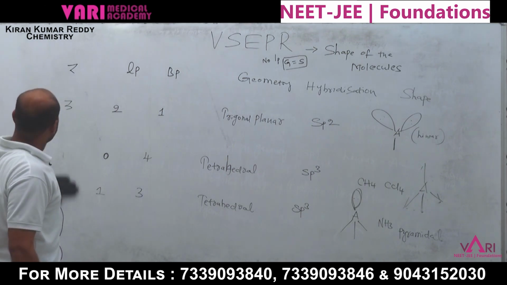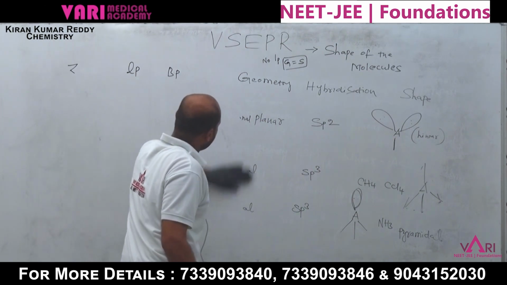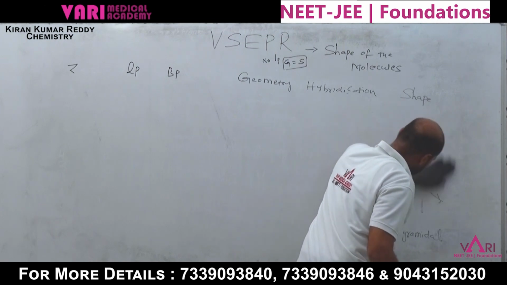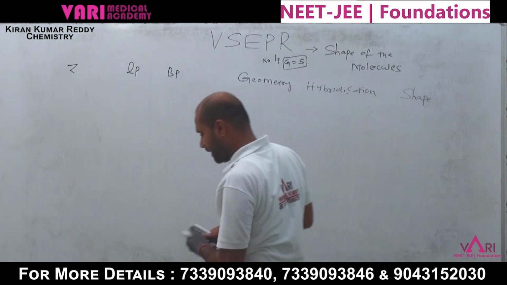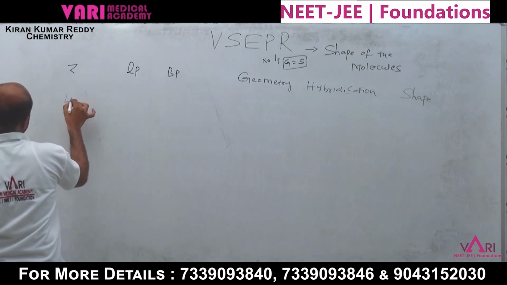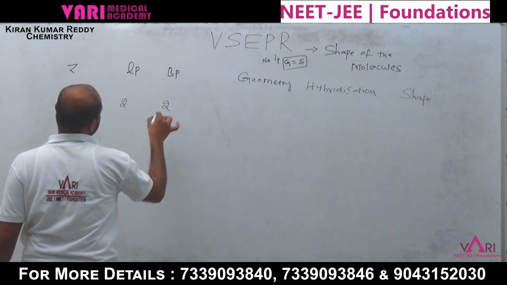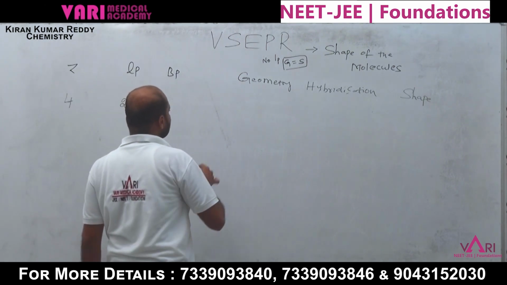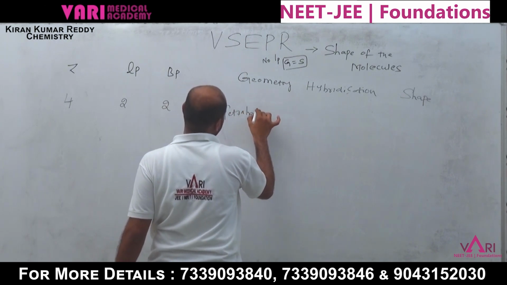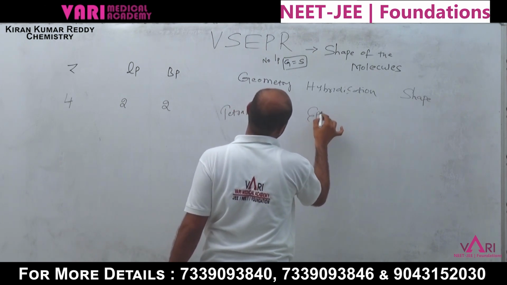Next one is Z is equal to 4. How many bond pairs and lone pairs? One by one we can discuss. This VSEPR theory is very important for NEET. And Z is equal to 4 means sp3 hybridization, as you already know. 2 lone pairs are present and 2 bond pairs are present. The geometry is tetrahedral, and the hybridization is sp3 hybridization.